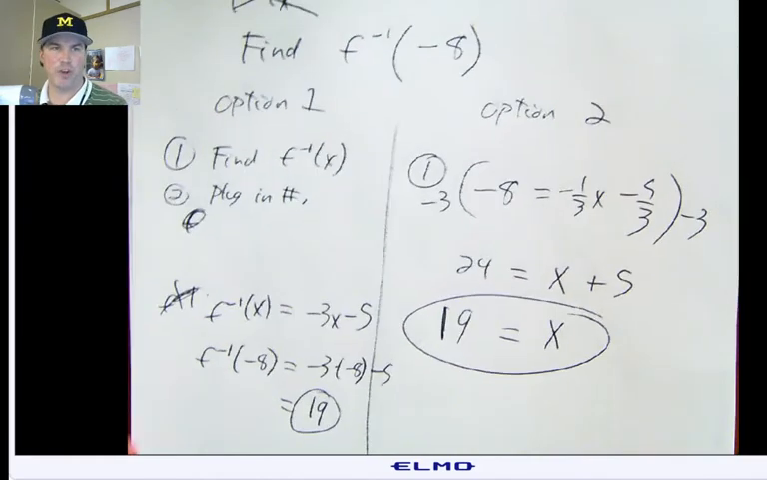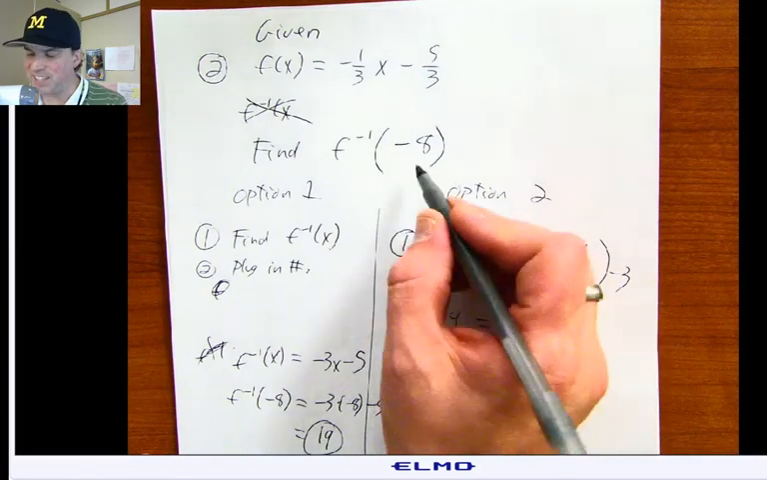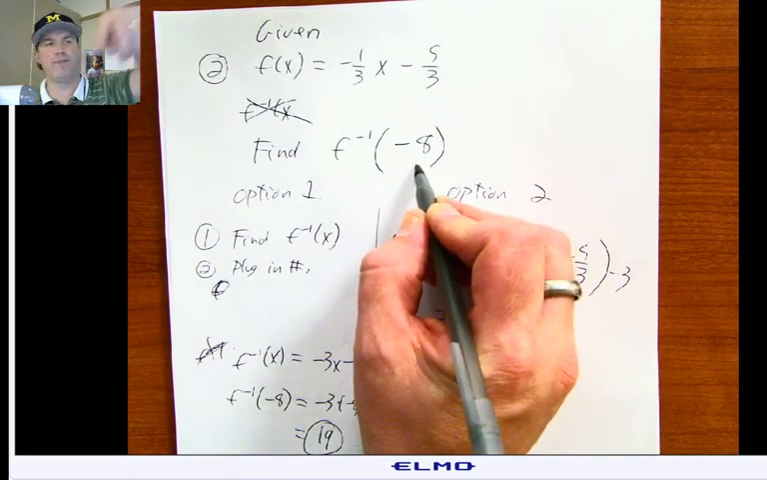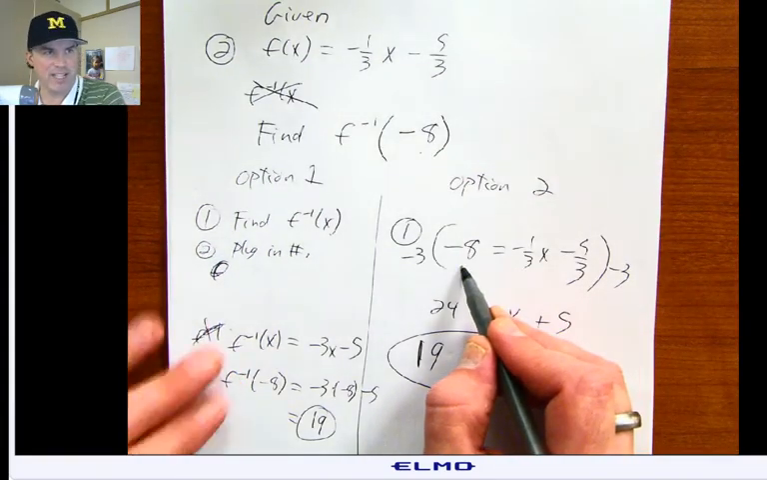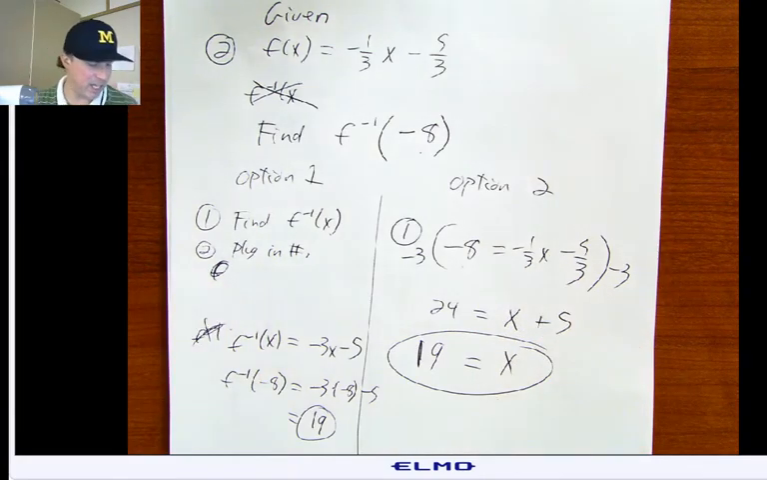So that's option 2. Once again, you take the value, which is the x value of the inverse, which means it's the y value of the original function. So I plugged it in for y of the original function, or in this case in for f of x. Solved it algebraically for x, and I got the answer straight away.